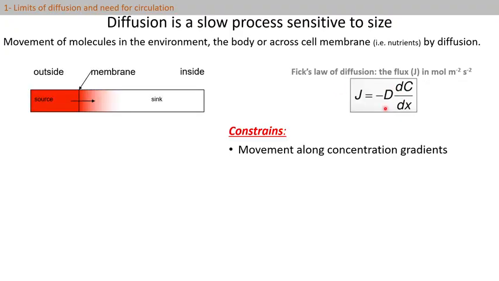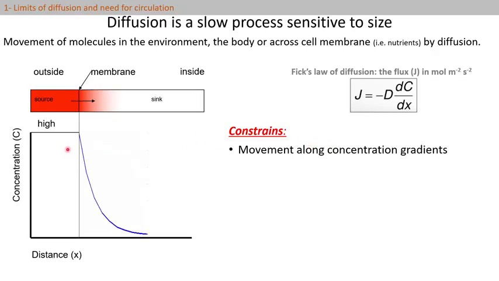Well, let's imagine a case. You have a source. This source generates molecules, and these molecules will go to a sink, okay, where the molecule is not. So you will have diffusion right after the membrane here, and the molecule will diffuse to the sink. First problem, if you use diffusion to transport the molecule, the molecule will always follow a concentration gradient. That's one constraint.